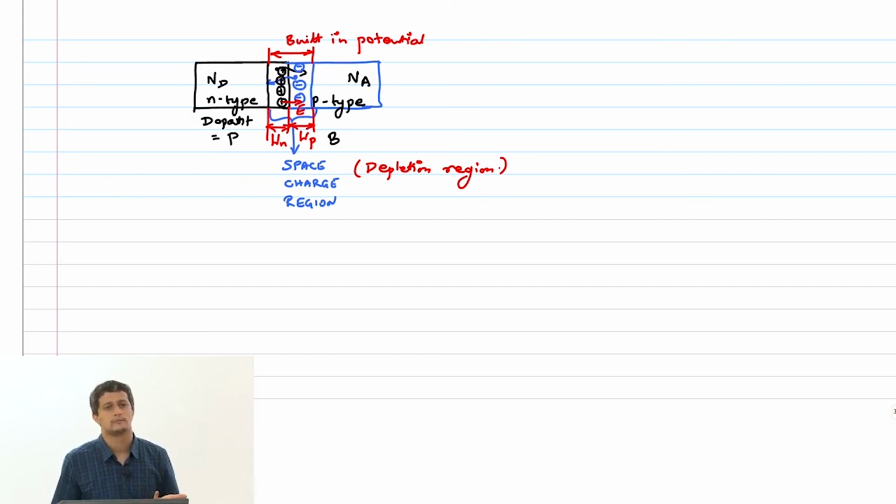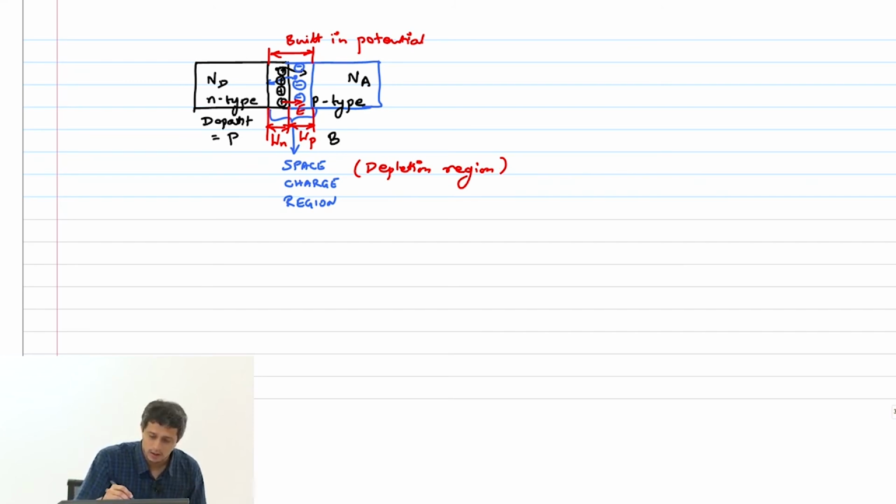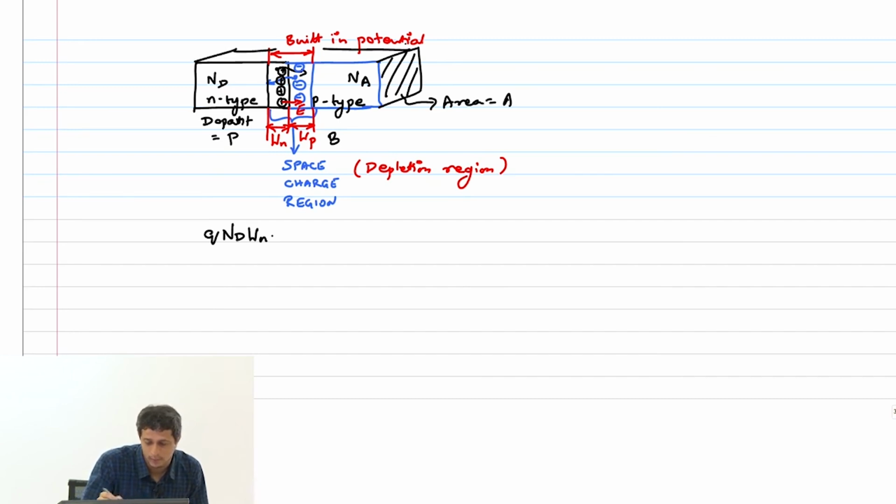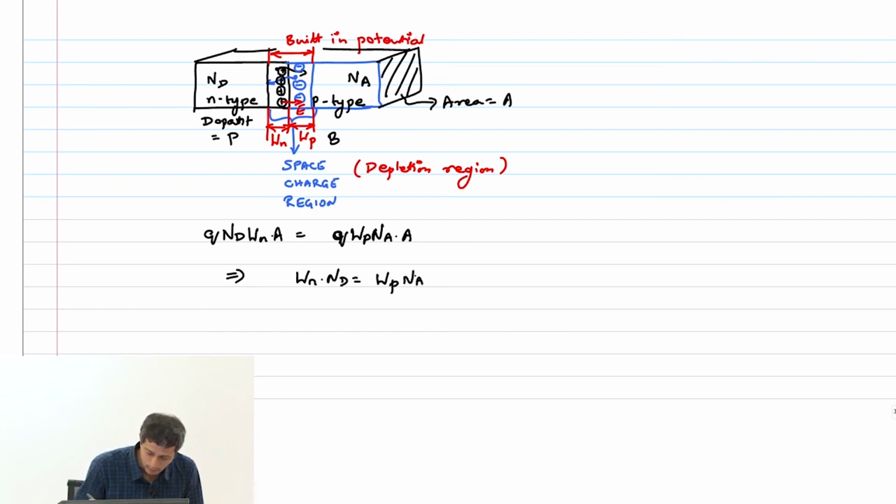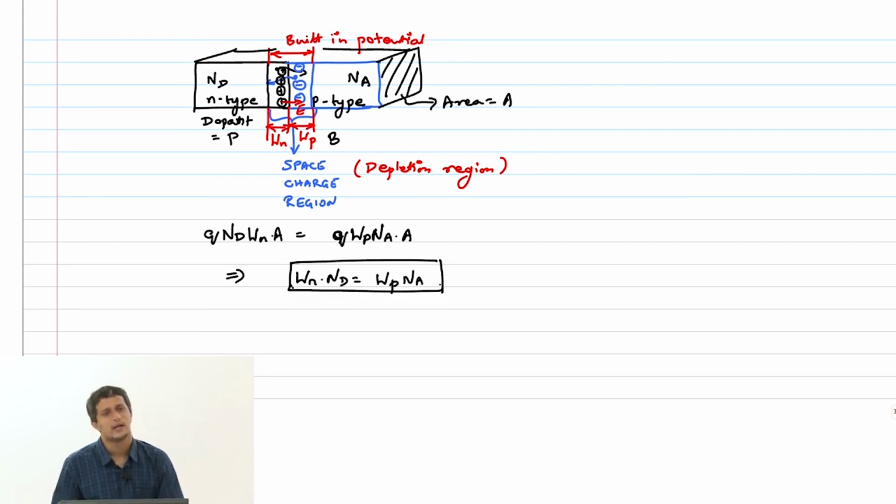Yeah, basically charge neutrality, right? So if the concentration of dopant atoms on this side is Nd, then the number of positive charges is what? Q times Nd times Wn times the area. Let's say the cross section is like this and this is the area A. Then Wn times A is the total volume, and this is the total charge. This has to equal Q times Wp times Na times the area. So Wn times Nd is Wp times Na. What does this basically say? It says that W times N is a constant.